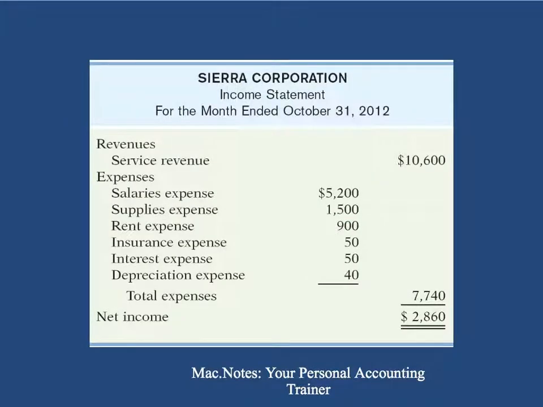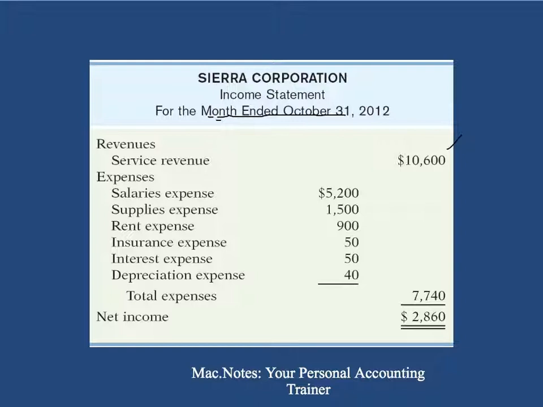In preparing financial statements, we always start with the income statement. So here we have Sierra Corporation income statement for the month ended October 31st. Now this is important. This is a time period statement, and it covers the period of a month ending October 31st. So the summary of all these transactions here are the results of transactions that have taken place between October 1st and October 31st. We start with revenues.